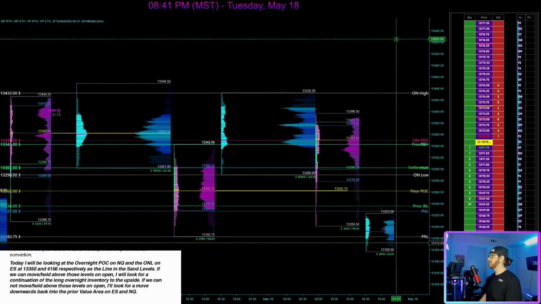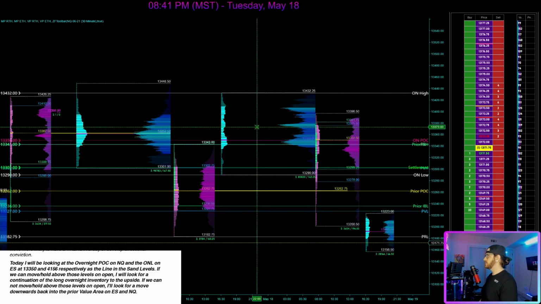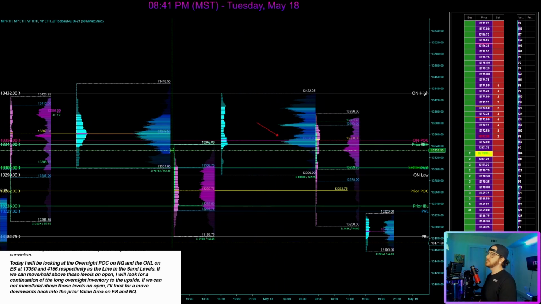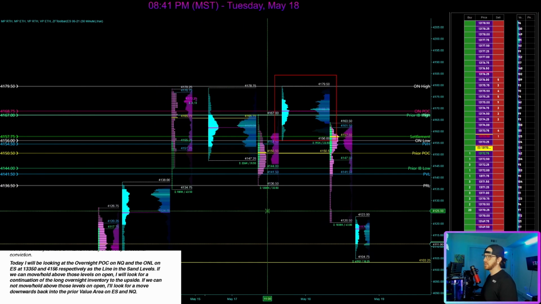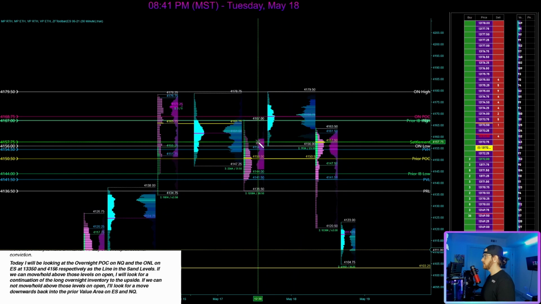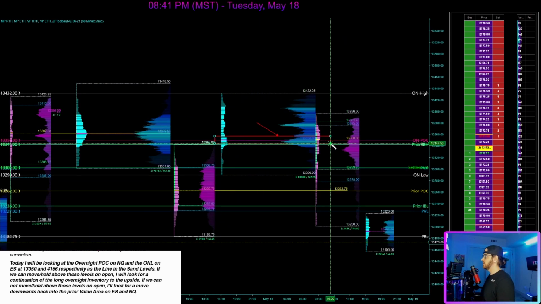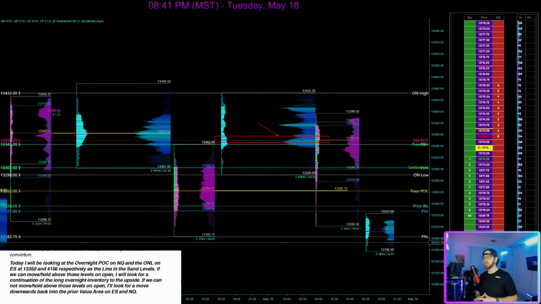So today I was looking at the overnight point of control on NQ as the line in the sand. You can see the overnight POC 13,350, and I was looking at 41.56 on ES as the line in the sand here, and that was the overnight low. So you can see this right here, line in the sand on ES, and this right here, line in the sand on NQ. So my thought was, if we can move and hold above those levels, I was going to look for a continuation of the long overnight inventory to the upside.